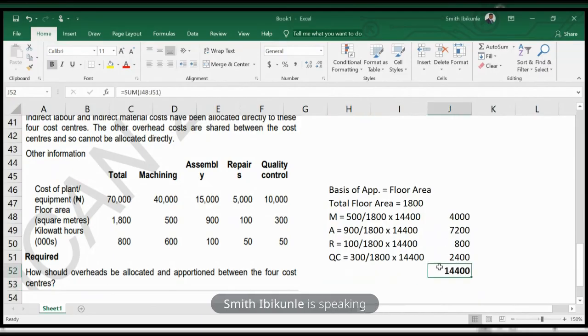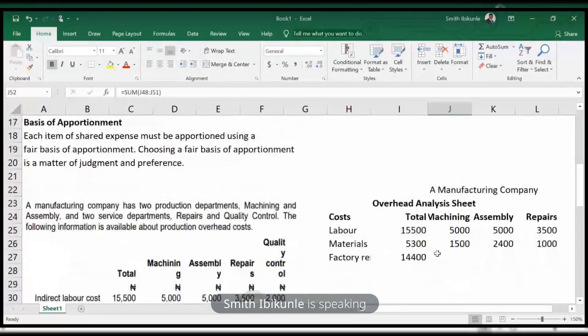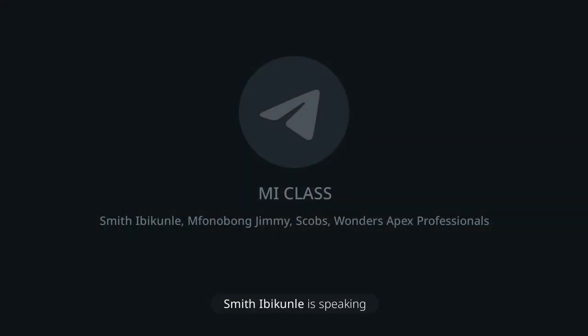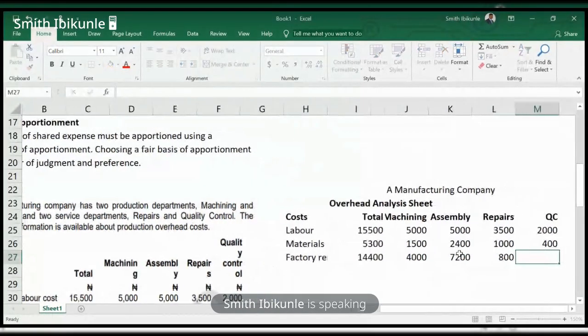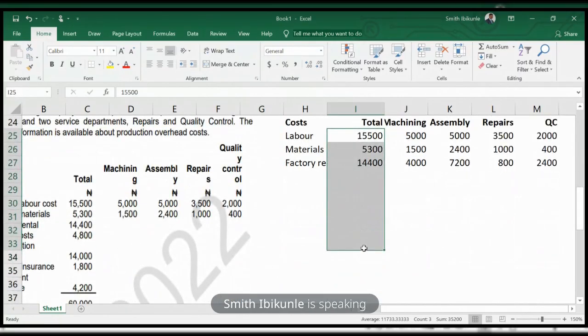So this is the apportionment. You just fill it in: 4,000, 7,200, 800, 2,400. We have apportioned factory rent. See that? I've been able to apportion factory rent. Let's take the next expense.